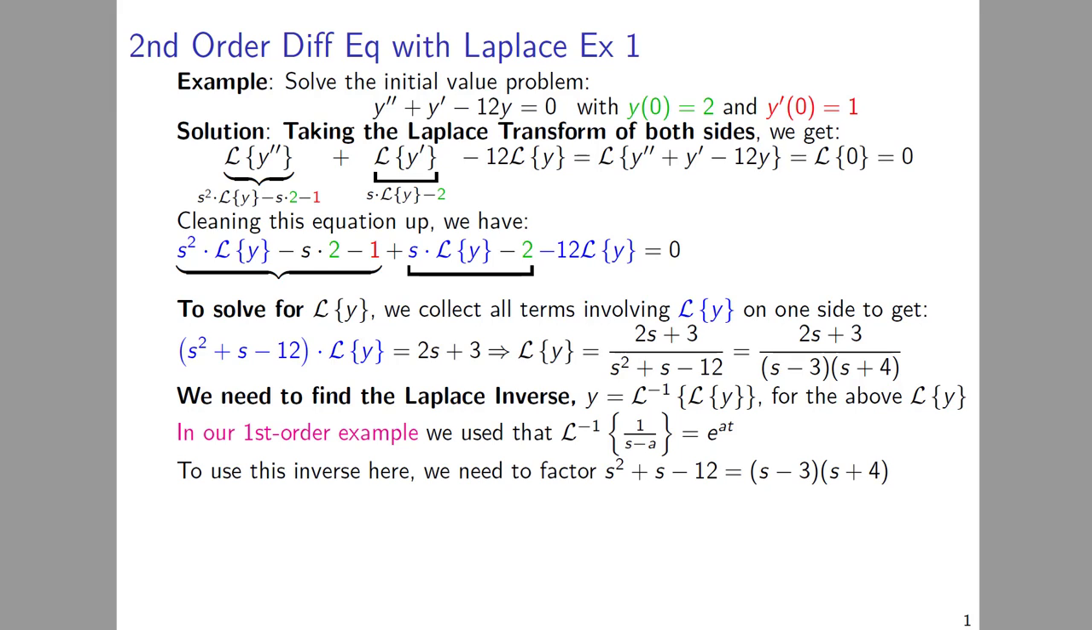s squared plus s minus 12 factors as s minus 3 times s plus 4. So we can rewrite the Laplace transform of y as 2s plus 3 over s minus 3 times s plus 4. Now we can use partial fractions to split up the Laplace transform of y. By clicking on the pink link, you can see that process of partial fractions done out.